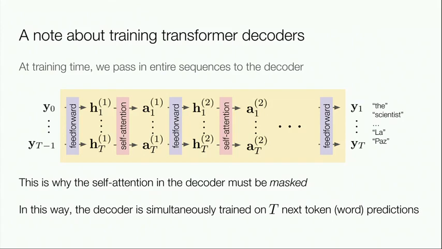Right, so in this way, the decoder is simultaneously trained on capital T next token predictions, right? Imagine how slow it would be if instead of doing this, during training, I passed in a subsequence and asked it to predict the next token. And then I did that for every length subsequence, right? I've just made it capital T times less efficient to train my decoder compared to this setup where I can train on an entire sequence and then just do the masking to make sure that it's doing the right thing. That's kind of the big idea.